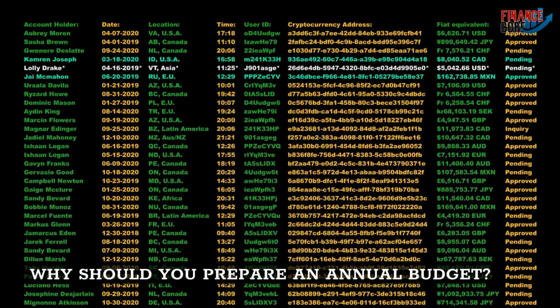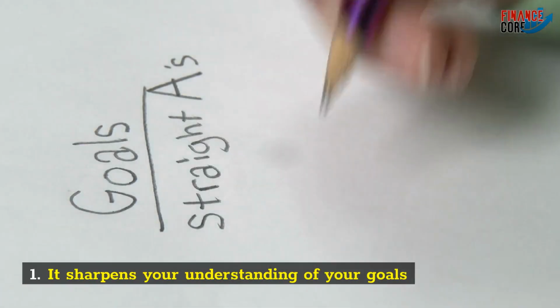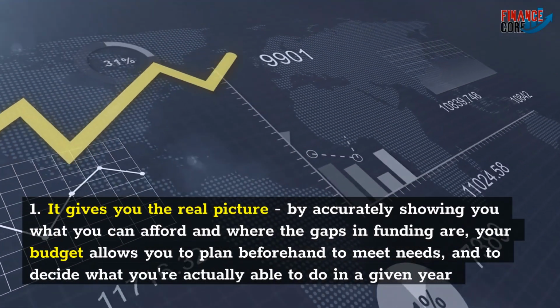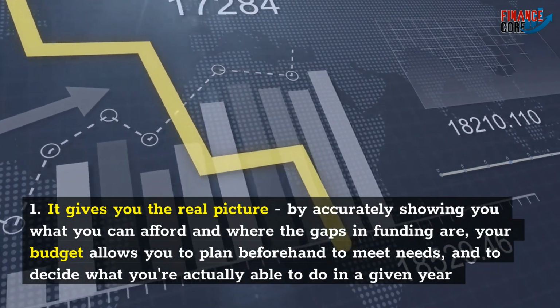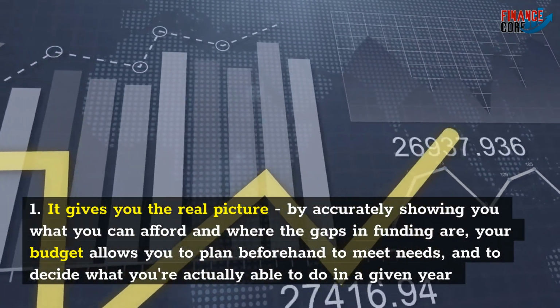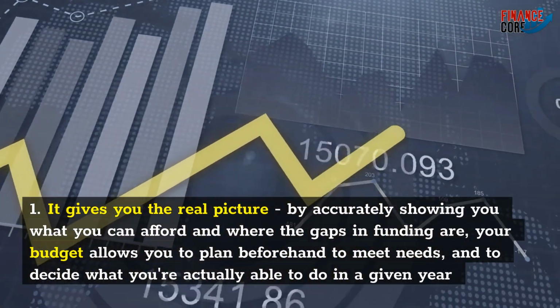Why should you prepare an annual budget? 1. It sharpens your understanding of your goals. 2. It gives you the real picture, by accurately showing you what you can afford and where the gaps in funding are. Your budget allows you to plan beforehand to meet needs, and to decide what you're actually able to do in a given year.